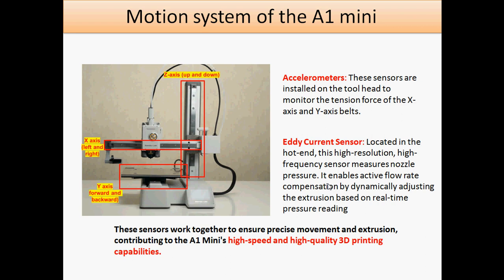So this is the important structure we discussed here. These work together to ensure precise movement and extrusion, contributing to the A1 mini's high-speed, integrated, high-quality 3D printing capabilities.